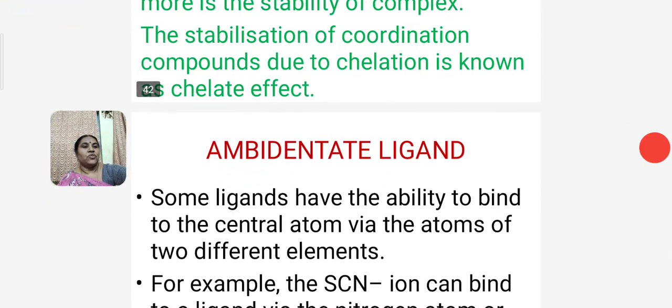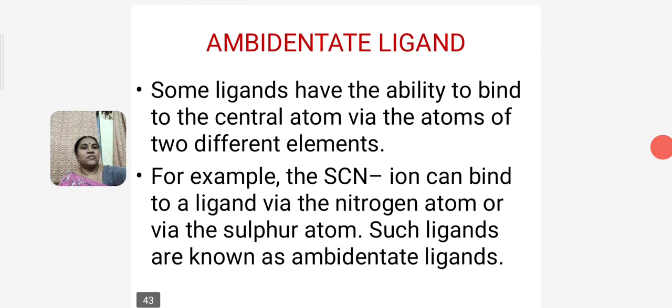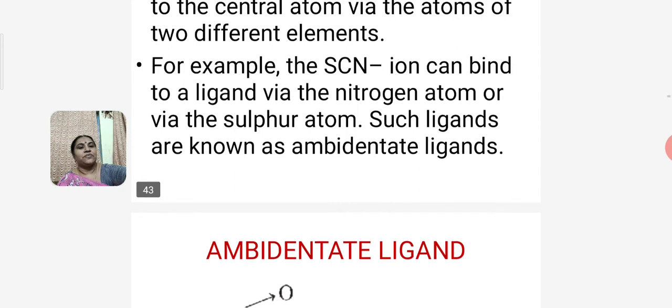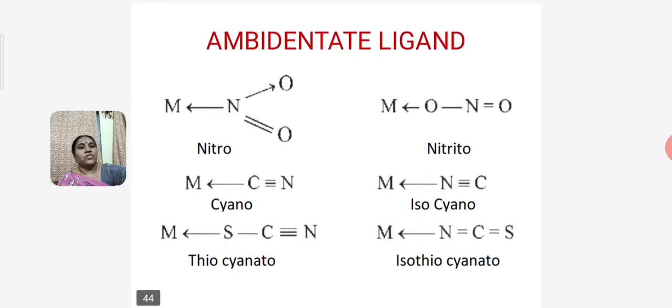What are ambidentate ligands? Some ligands have the ability to bind to the central metal atom through two different atoms present in the same ligand. For example, SCN- ion can bind to a central metal atom either through the nitrogen atom or through the sulfur atom. Such ligands are known as ambidentate ligands. Here you can see a list of ligands that can act as ambidentate ligands.